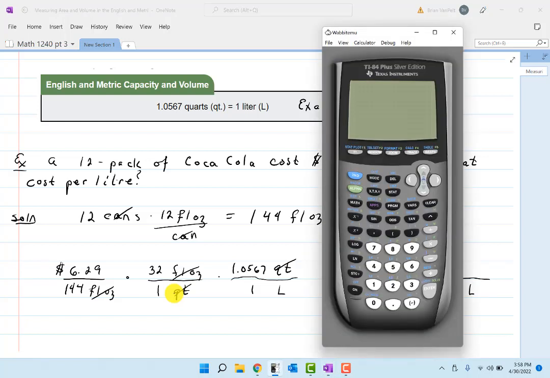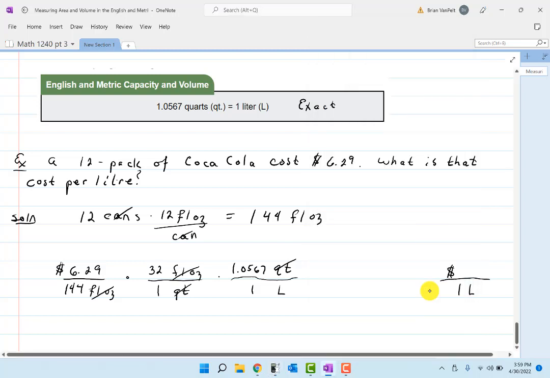Now let's grab the calculator and see what we get. So in my numerator, we have 6.29 times 32 times 1.0567. That's all the numerator. Then I can divide by 144. Enter. It looks like about $1.48 per liter.